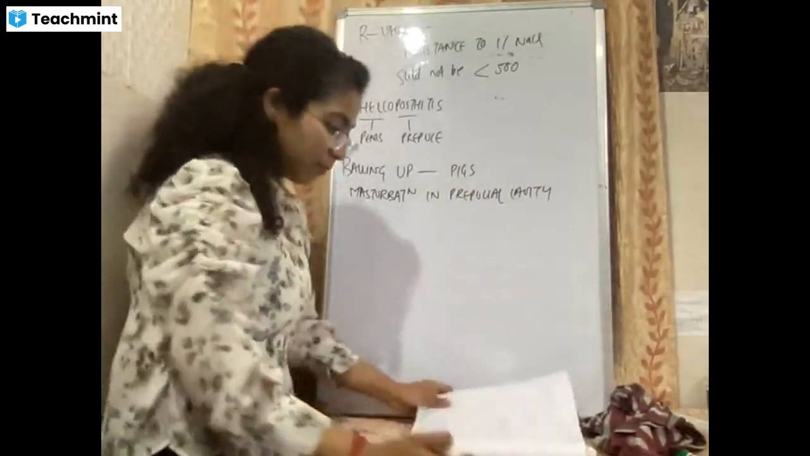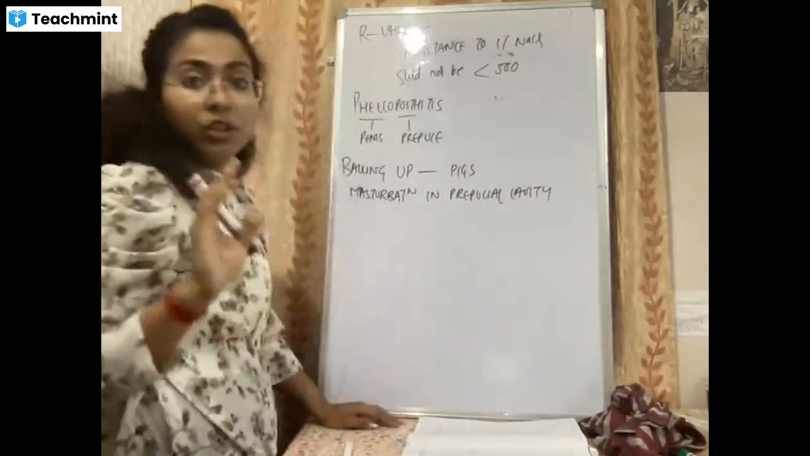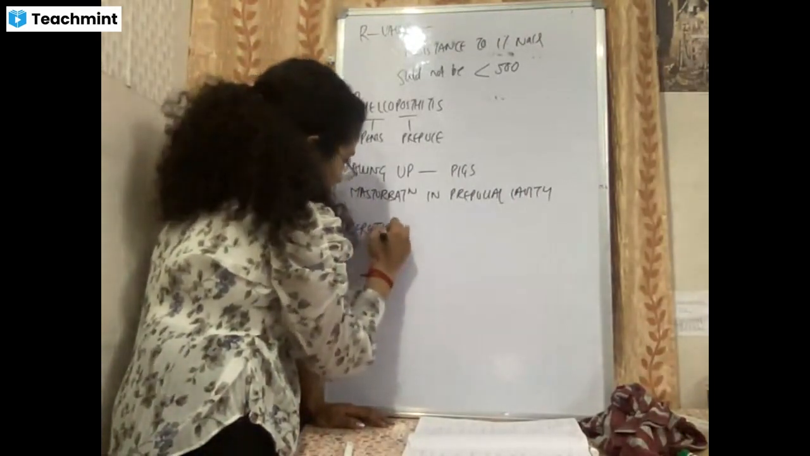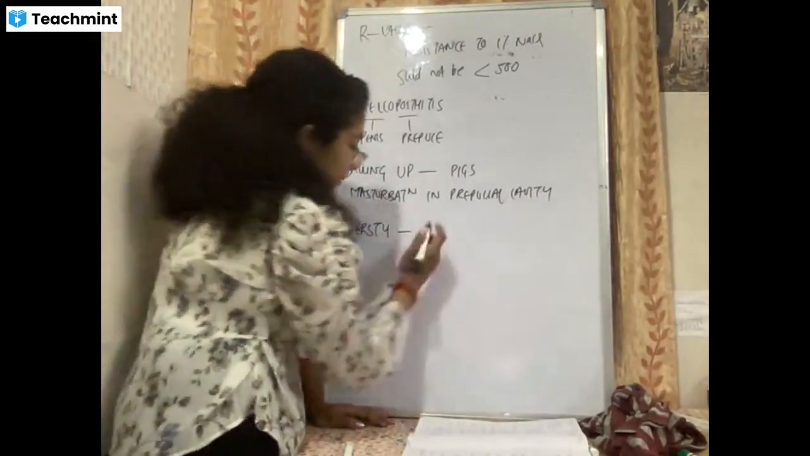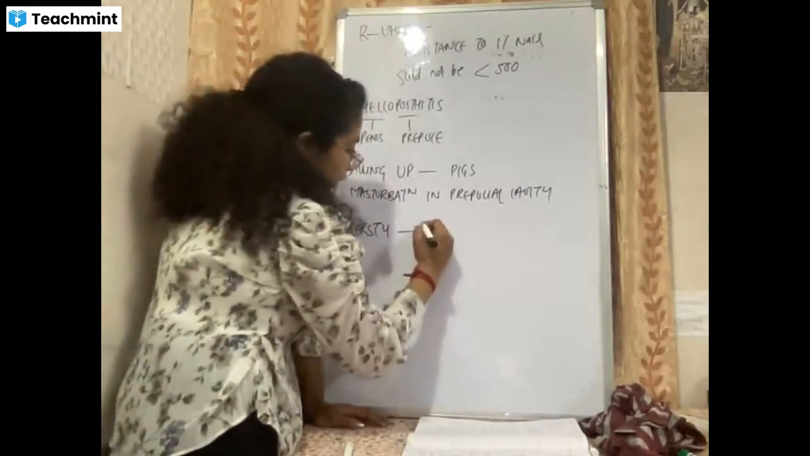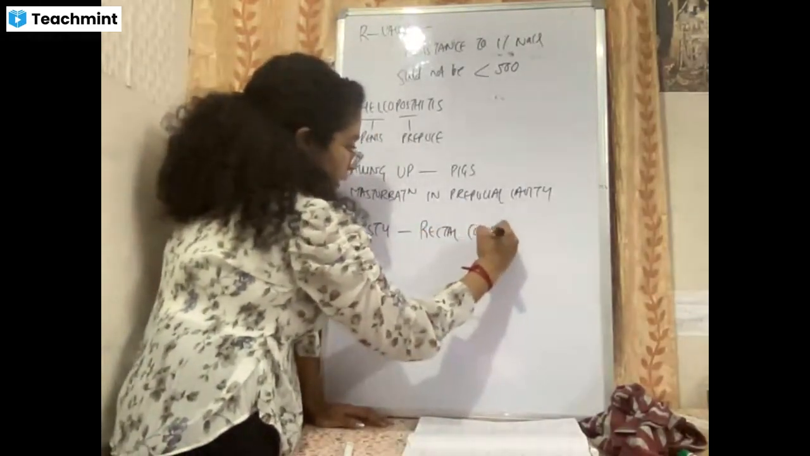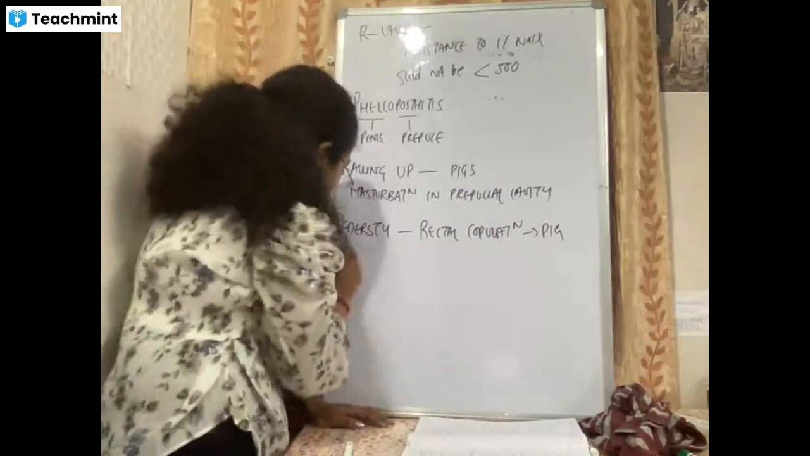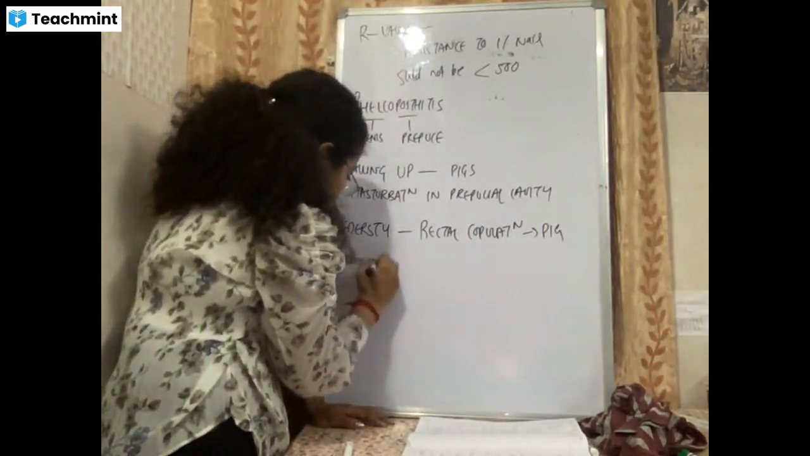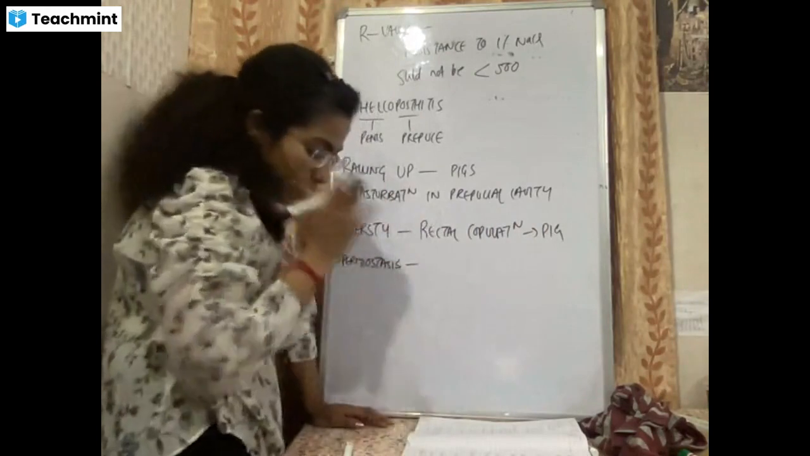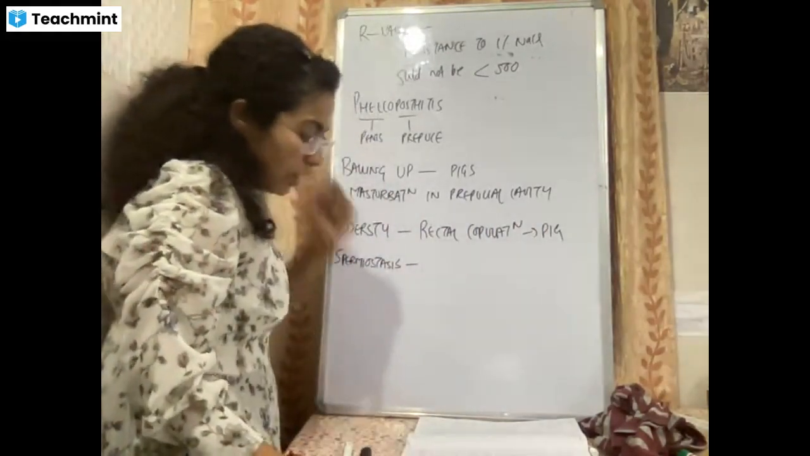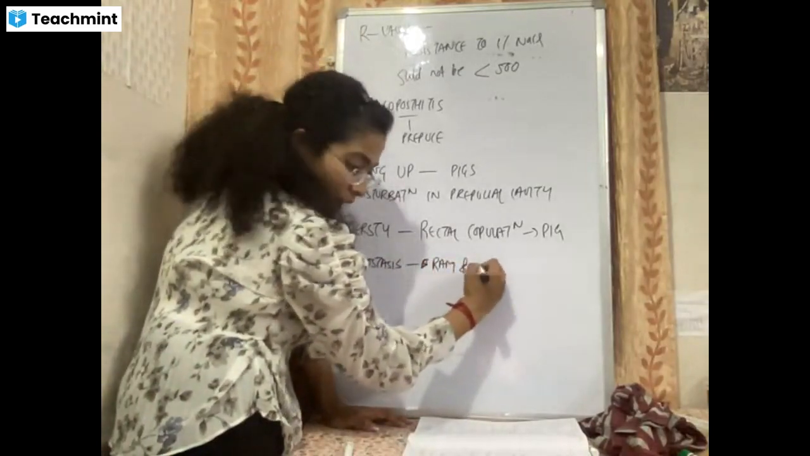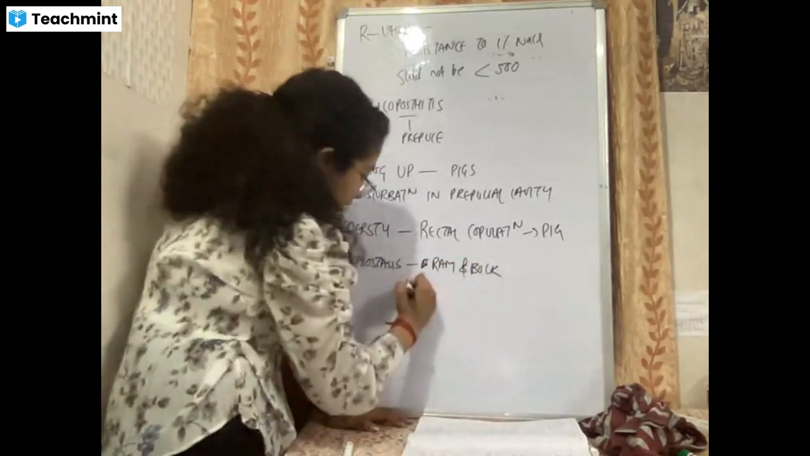These terms are very important. Remember them. Next is pederasty, which is rectal copulation, seen in pigs. Then we have spermiostasis. This defect is seen in ram and buck, and it is a hereditary defect.